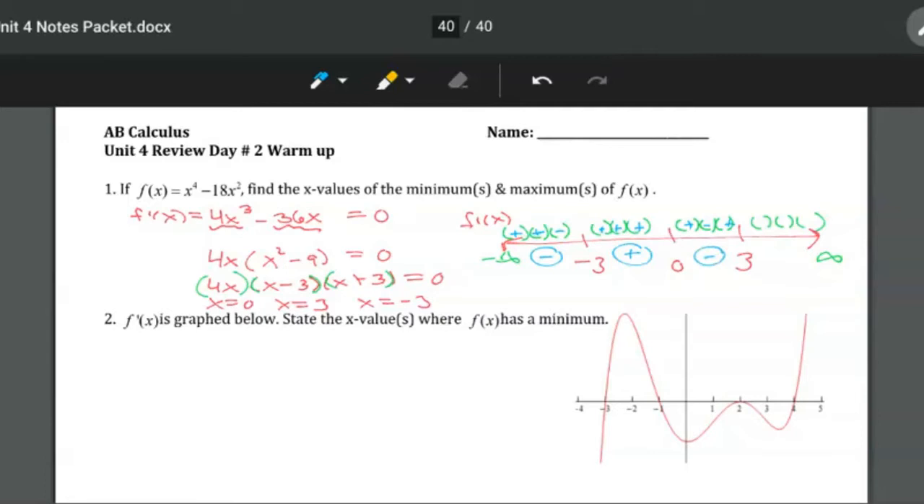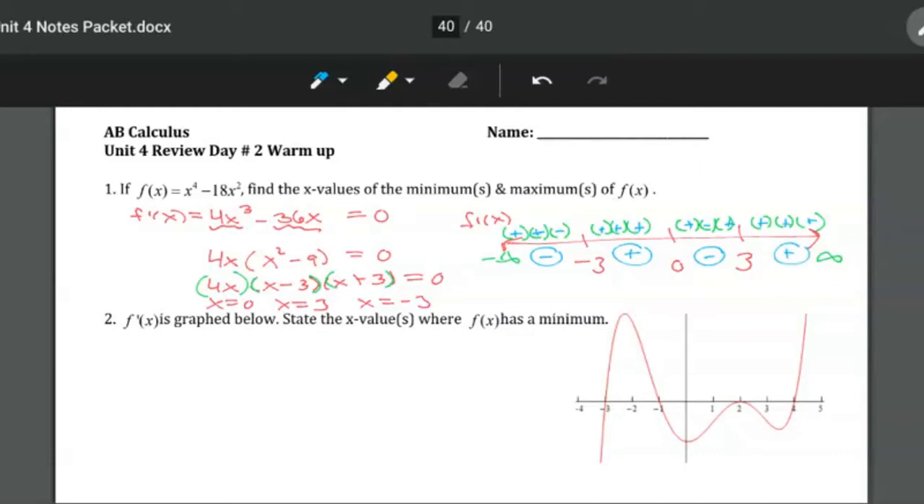And then our last interval, 3 to infinity, a good number would be to plug in 4. In our first parenthesis, 4 times 4 is a positive number. In the middle parenthesis, 4 minus 3 is a positive number. In the last parenthesis, 4 plus 3 is 7. That's a positive number, so we get a positive.